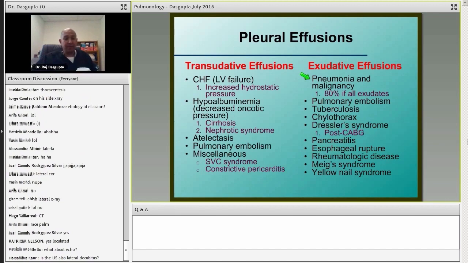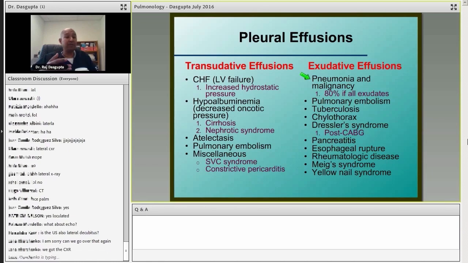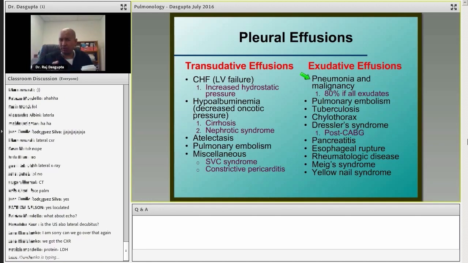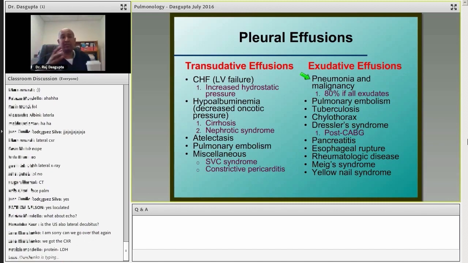All right. So when you talk about how do I know if it's going to be a transudate or an exudate, there's always going to be something called Light's criteria, which you need to calculate to figure out which one it's going to be. But before we get to that, since I'm on this slide already, let me talk about the two choices, transudate and exudate. What are the most common causes of a transudate?